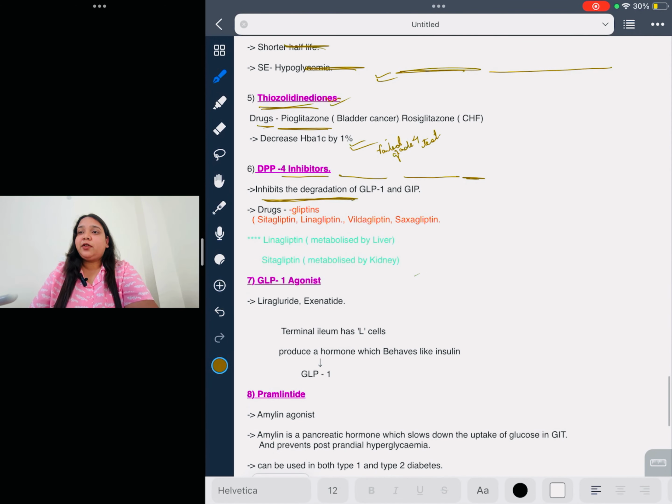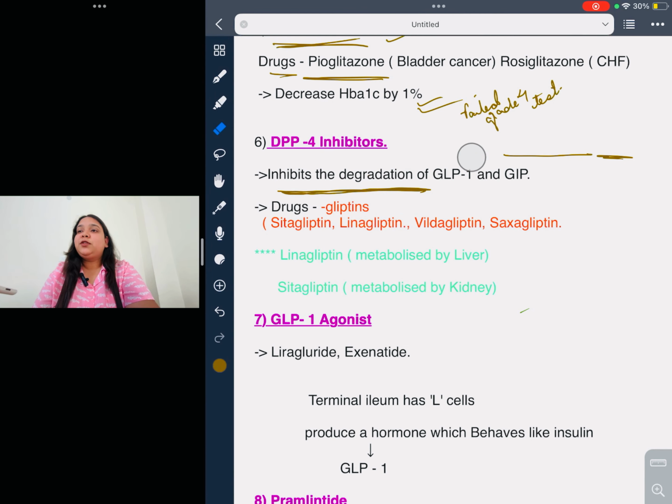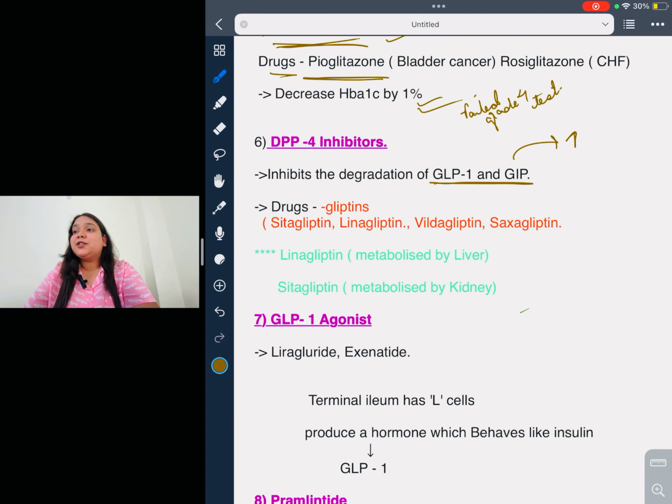Now another class of drugs we have are DPP inhibitors. So what do these DPP inhibitors actually do? They inhibit the degradation of GLP-1 and GIP. These GLP-1 and GIP increase the level of insulin.